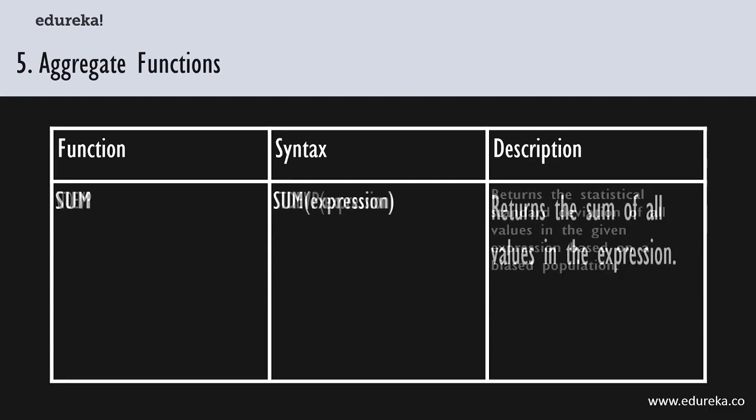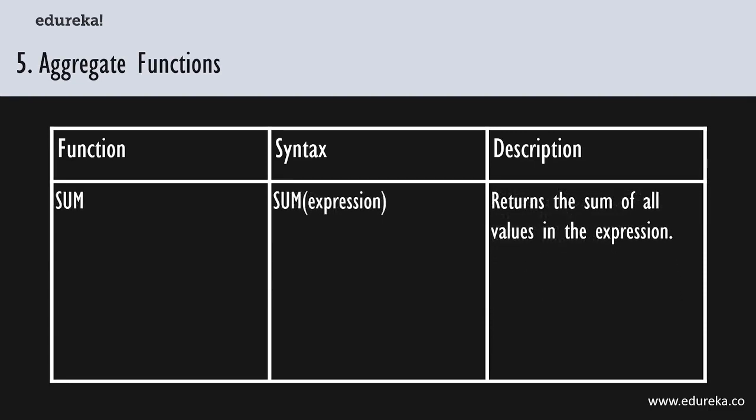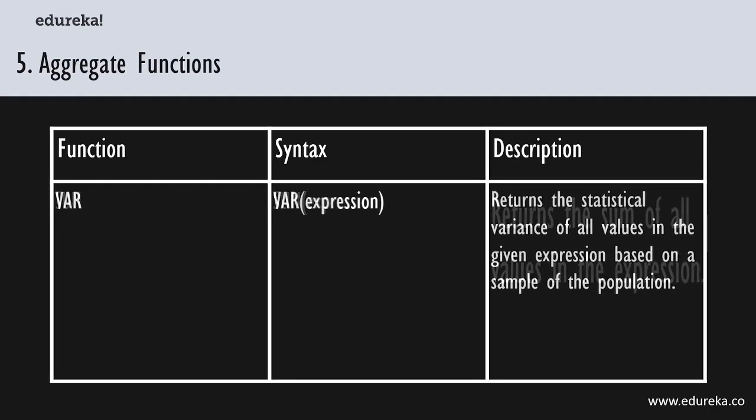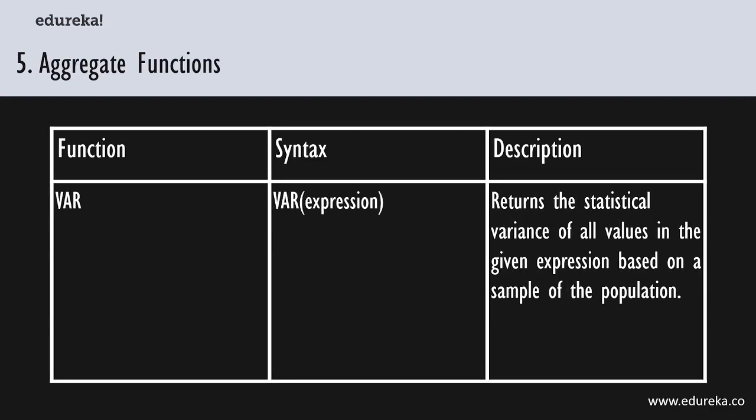Next, you have sum, which is also the default aggregate, which is allotted to all the measures and dimensions that you use. It returns the sum of all values in an expression, and of course it can be used only with numeric fields, and null values will be ignored. Then you have variance, which returns the statistical variance of all values in the given expression based on the sample of your population. And finally, we have the population variance, which gives the statistical variance of all the values based on an entire population and not just a sample.